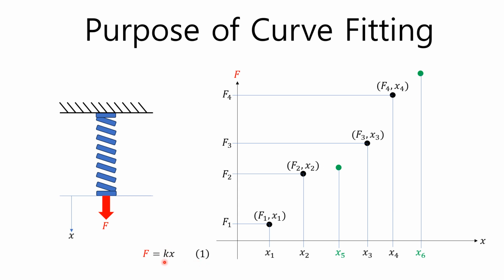By calculating the coefficient value of the system equation, k, from these four data, the system equation 1 can be obtained. Once the system equation is obtained, the load for any displacement x value we want to know can be found for all displacements using the system equation 1. The purpose of curve fitting is to obtain the coefficient of the system equation from the given data, and from this, to obtain the value of the dependent variable for any independent variable. Of course, a prerequisite for curve fitting is that the system function is known or selected.